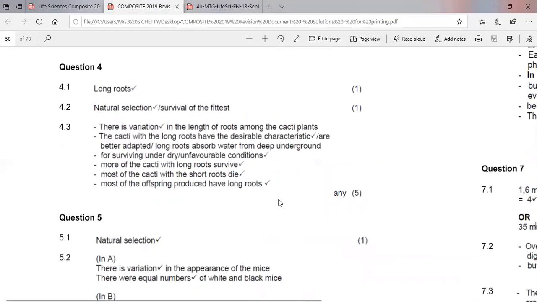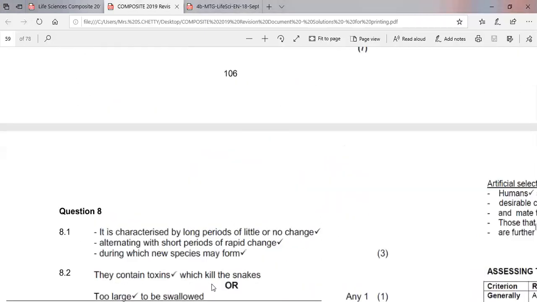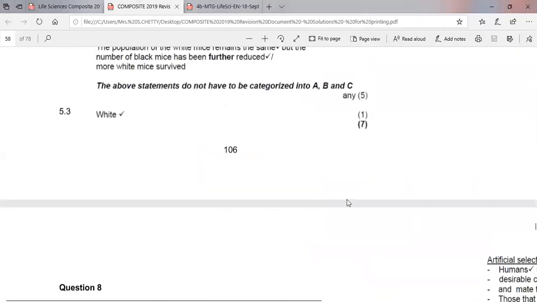We're looking at question number 6. Let's get it, babies. Sorry.